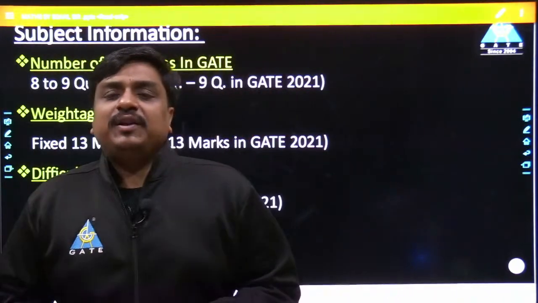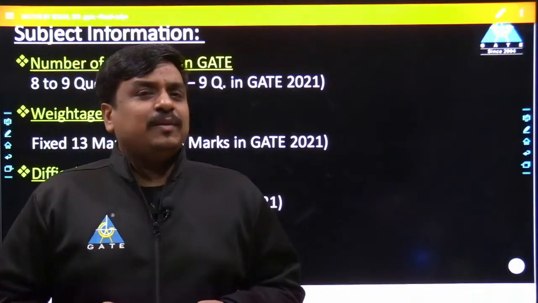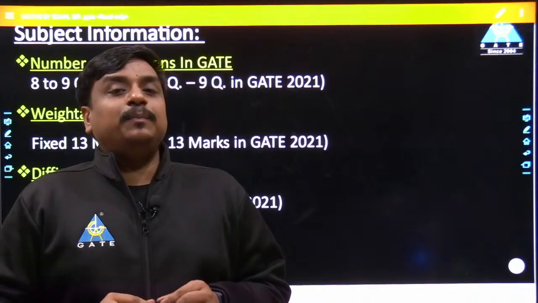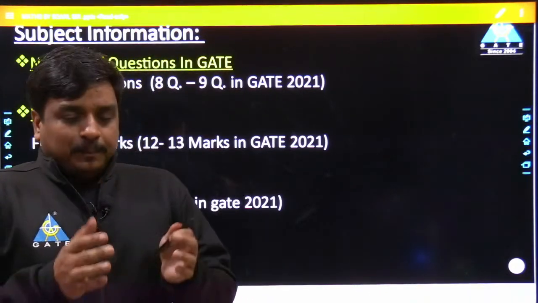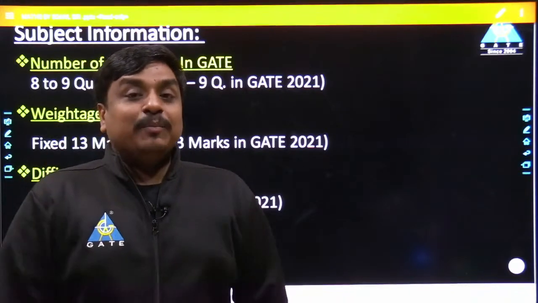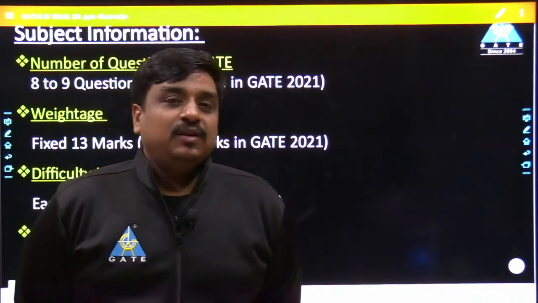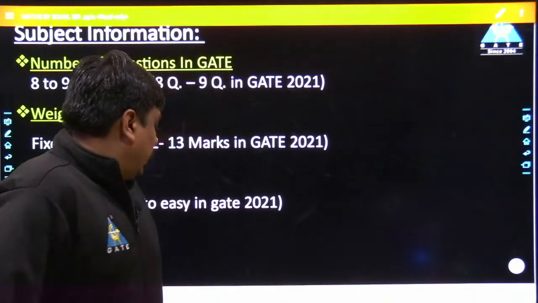But in 2021, they specifically mentioned the weightage of engineering mathematics would be somewhere 13%. What does it mean? The complete GATE paper has 100 marks. So out of 100 marks, 13 marks were secured for engineering mathematics itself. That's a huge thing.